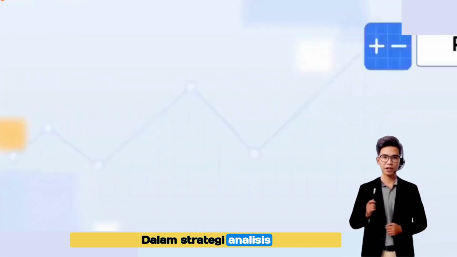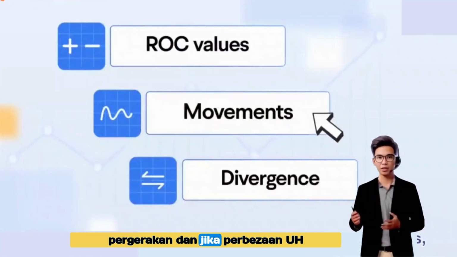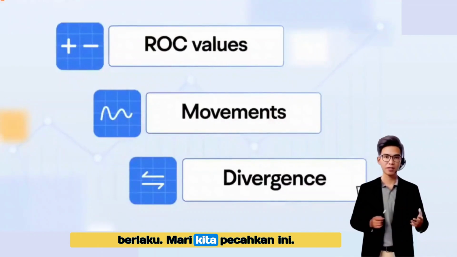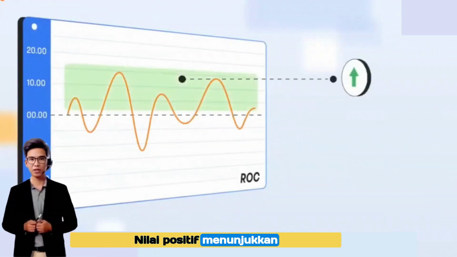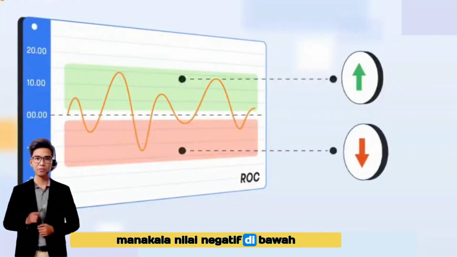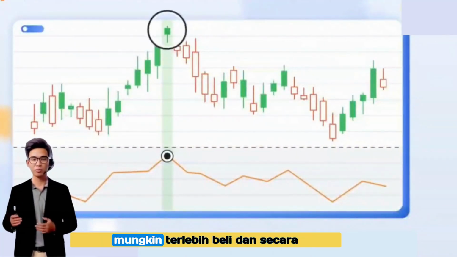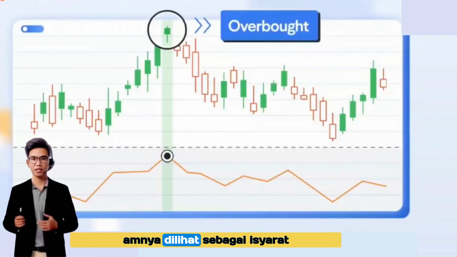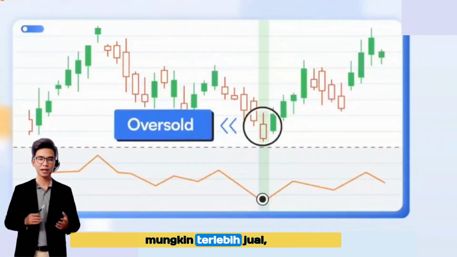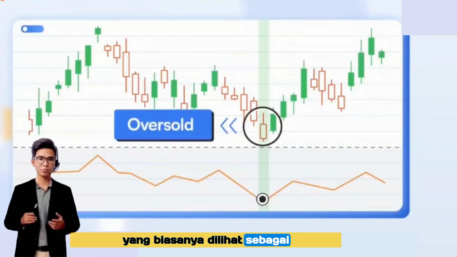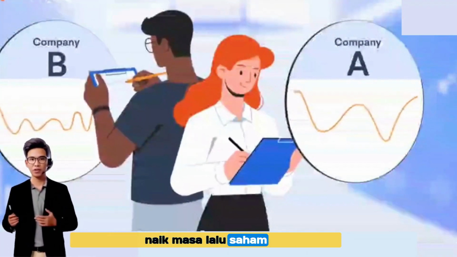In technical analysis strategies, stock trends are analyzed based on ROC values, movements, and if a divergence occurs. Let's break this down. 1. ROC value. Positive values indicate rising prices, while negative values below zero indicate falling prices. A high ROC suggests the stock is probably overbought and is generally seen as a selling signal. On the contrary, a low ROC indicates the stock is likely oversold, which is usually seen as a buying signal. But since the range of each stock varies, a comparison with the stock's past volatility is necessary.